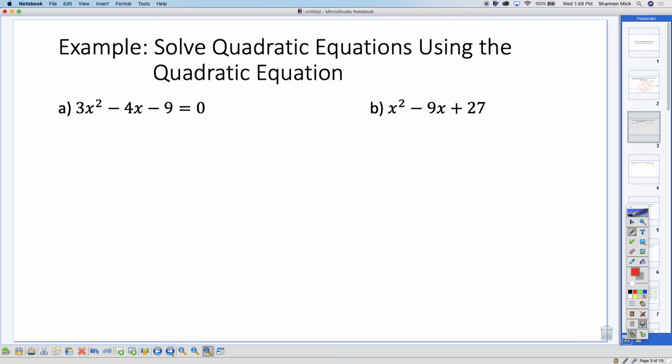Okay, so I have 3x squared minus 4x minus 9. So A is 3, and I want you to write this, B is -4, and C is -9. The quadratic formula is x equals negative b plus or minus the square root of b squared minus 4ac, all over 2a.